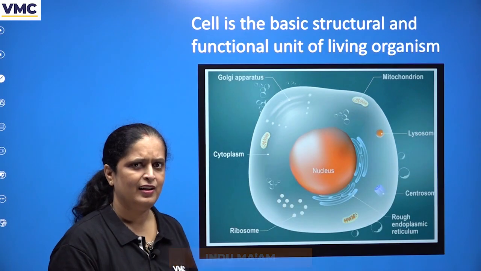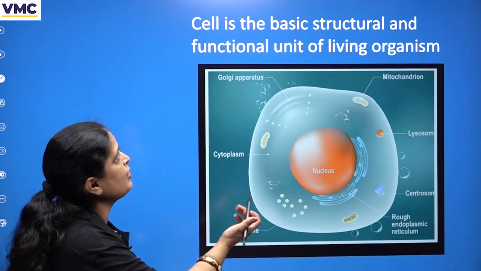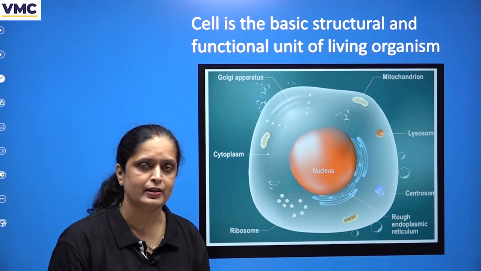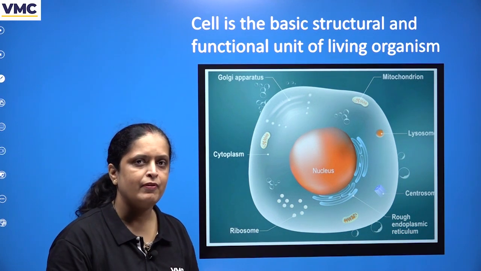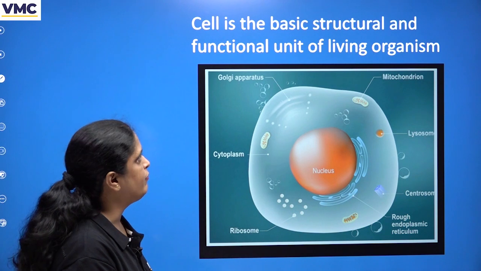Children, today we are going to learn about cell structure and function. What is cell? It is the basic structural and functional unit of living organism. We are all made up of cells. Cell is the basic functional and structural unit of life.